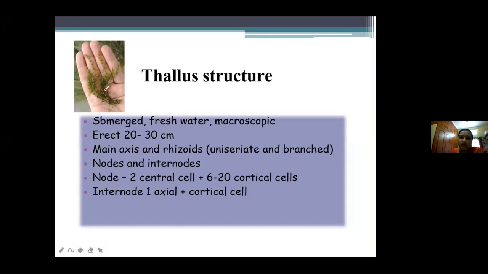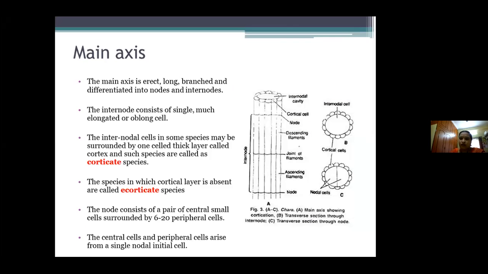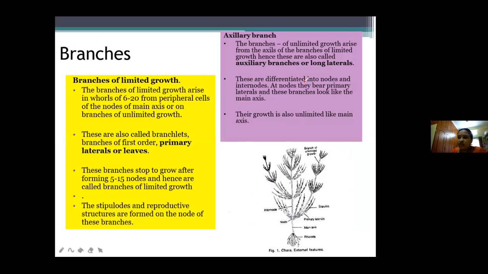See here the plant body, girls. The plant body or thallus is multicellular, filamentous, branched and macroscopic. This is the characteristic of the plant body. The plant body is differentiated into rhizoids. See here, girls, this is the diagram. See this one, this is the external features of Chara.